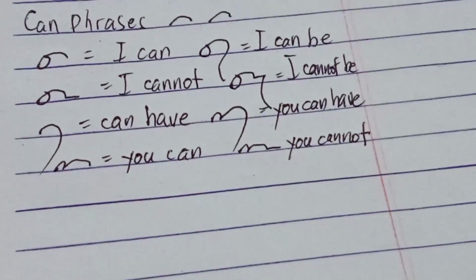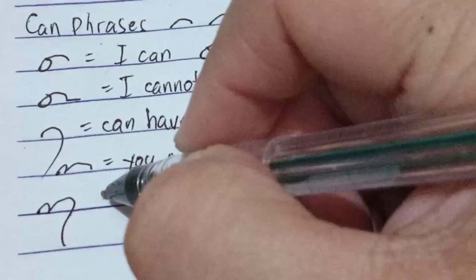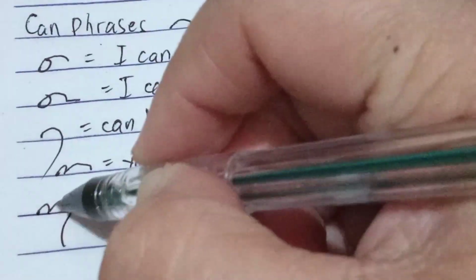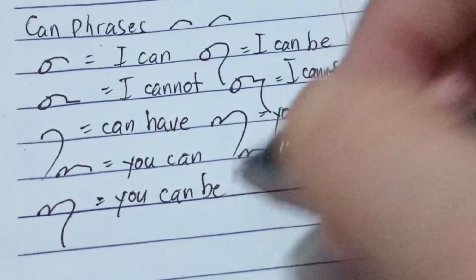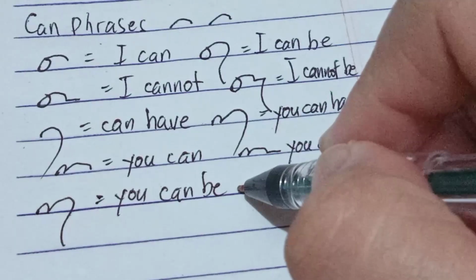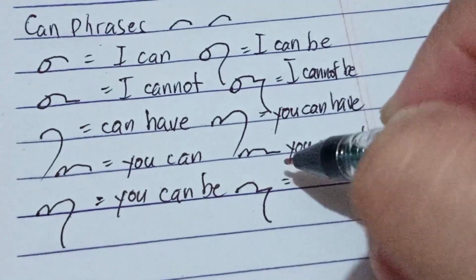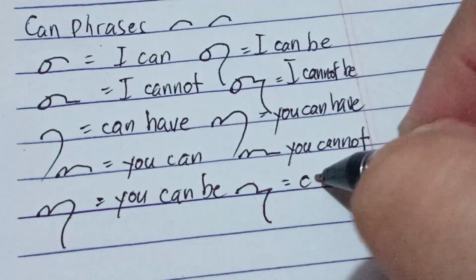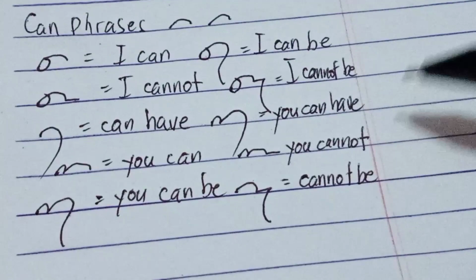Okay, next po is how about if I write you can be. So this is you can and be. You can be. Okay, how about this one? Cannot be. So this one is cannot and be. So this is cannot be.